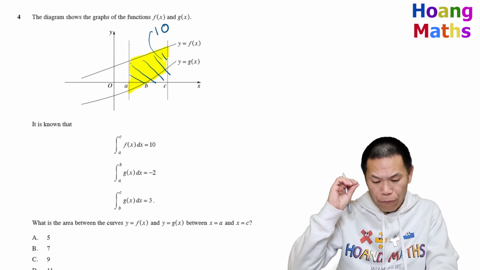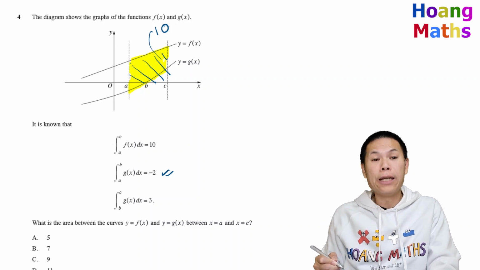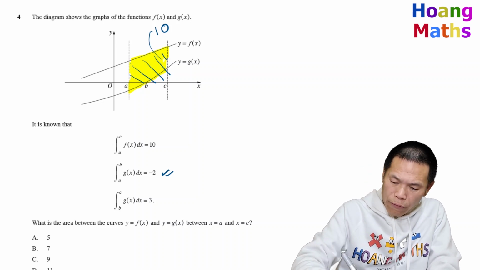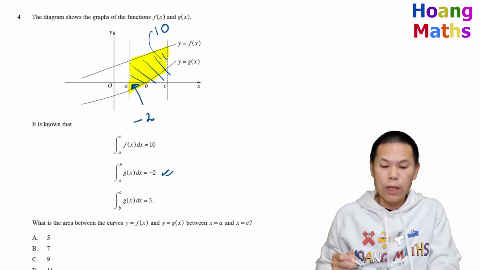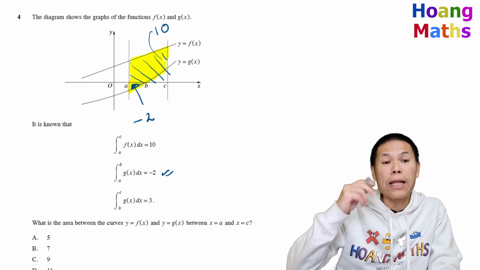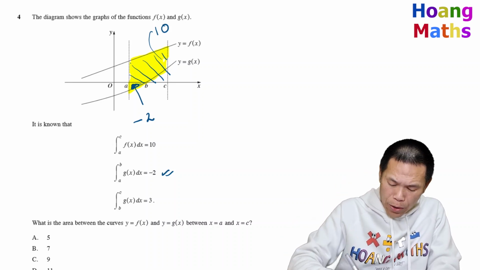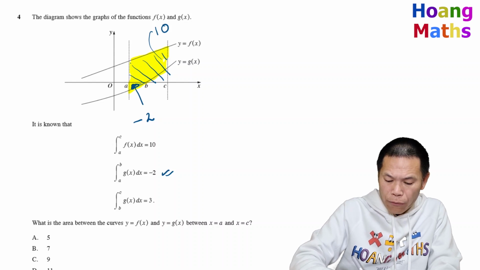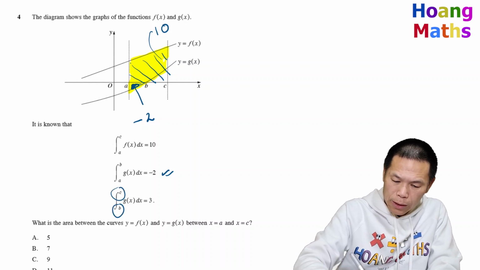And now we have from a to b, the integral of g of x is negative 2. So g of x from a to b is here. So that is negative 2. So keep that in mind. And this means that the area is equal to 2, if you like. Now, the integral of g of x from b to c, so that is here, b to c, is 3.